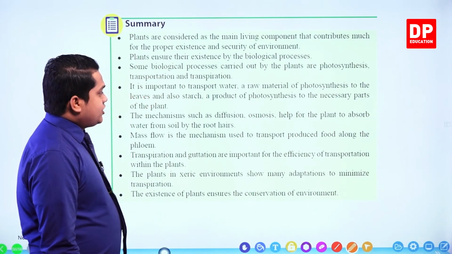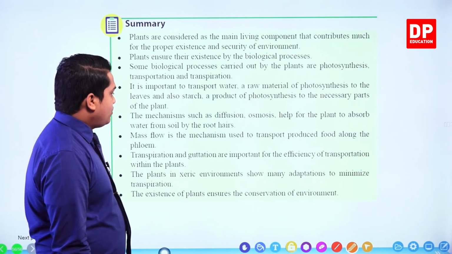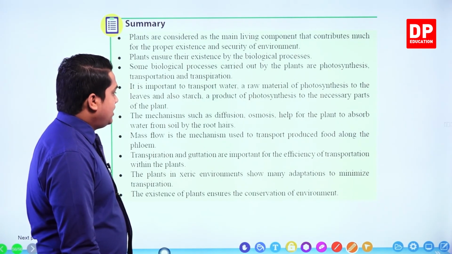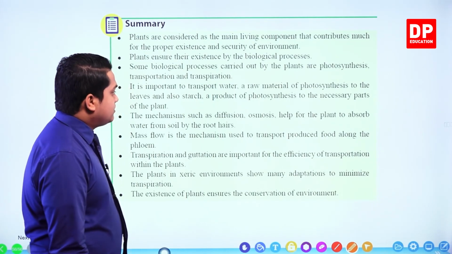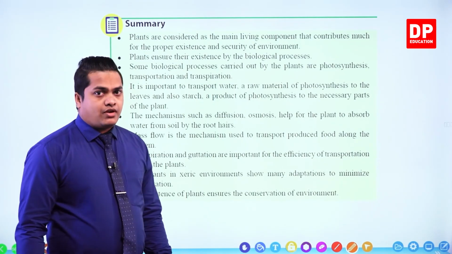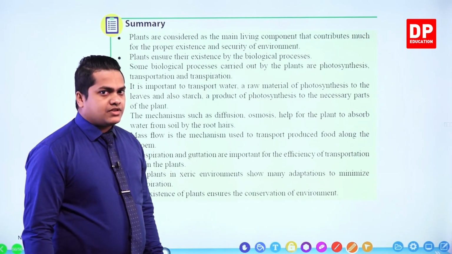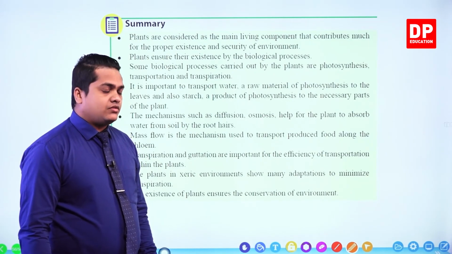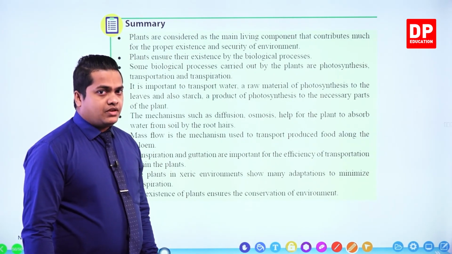Mechanisms such as diffusion and osmosis help the plant to absorb water from the soil by the root hairs. So diffusion and osmosis help in the absorption of water and carbon dioxide and the removal of oxygen, in places like those. Diffusion and osmosis are very helpful.